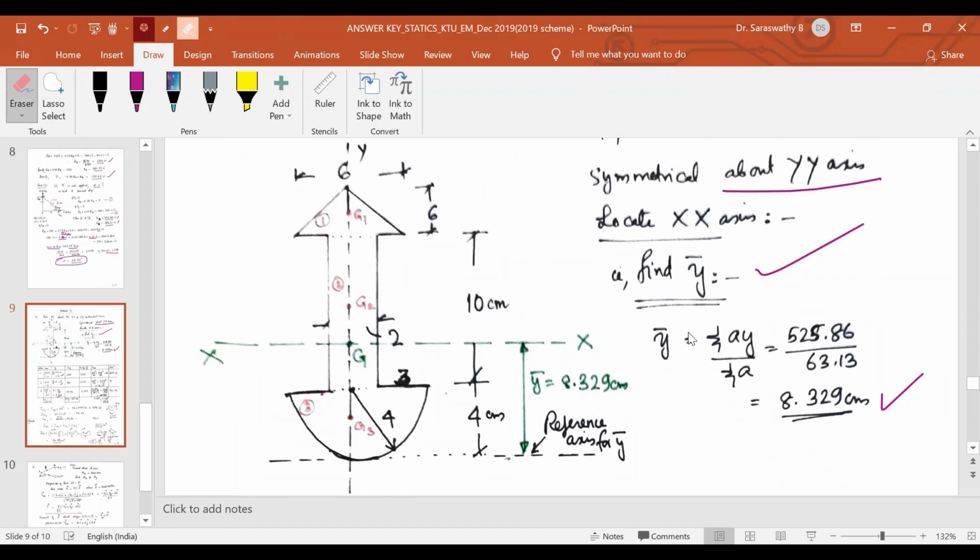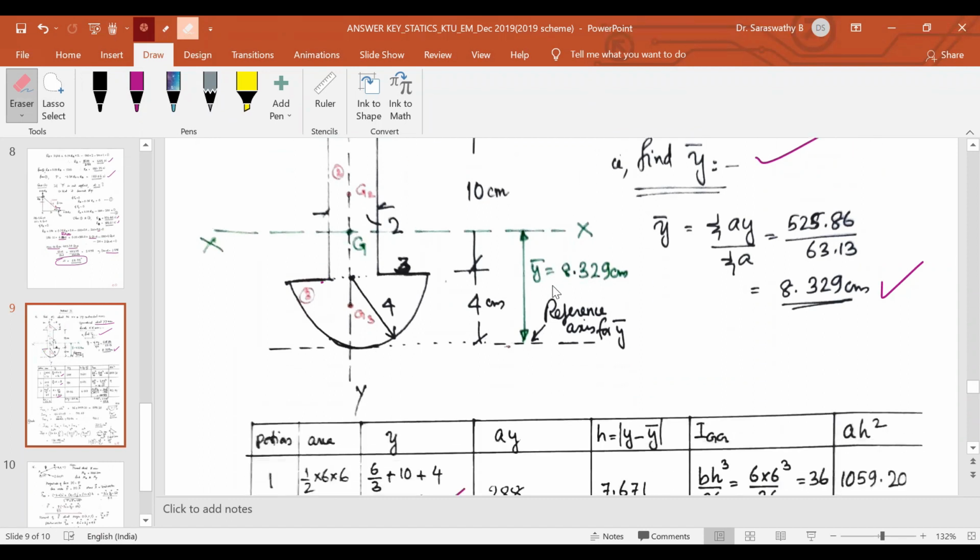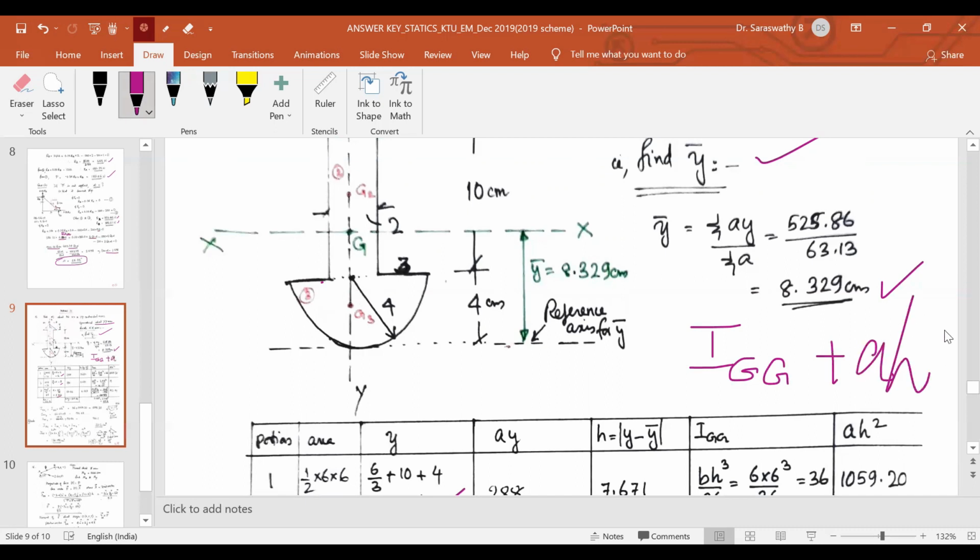Now, the question is not to find the center of gravity. The question is to find the moment of inertia of this section about x-x and y-y. So the moment of inertia of a section is given by the formula I equals IG plus A H square. What is IG? The moment of inertia of a figure about its own centroidal axis, plus A H square.